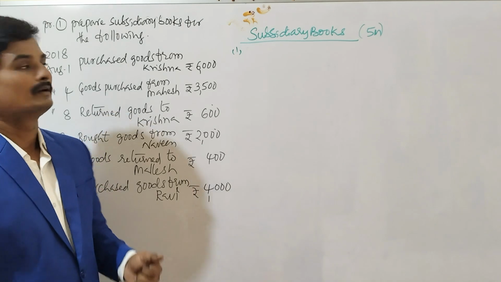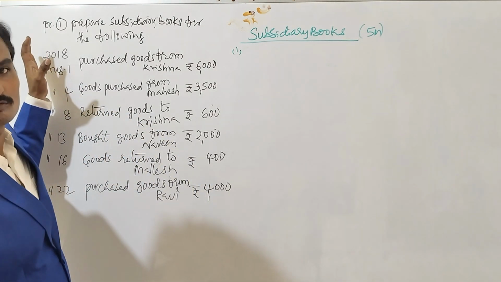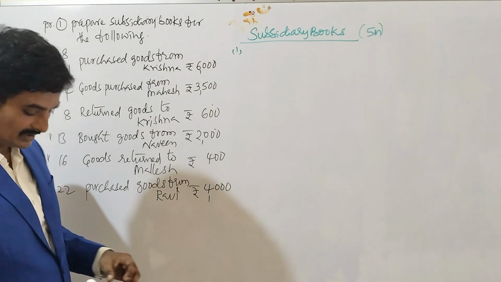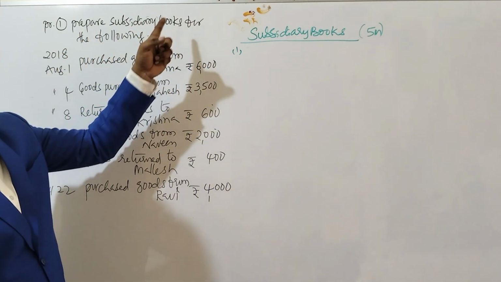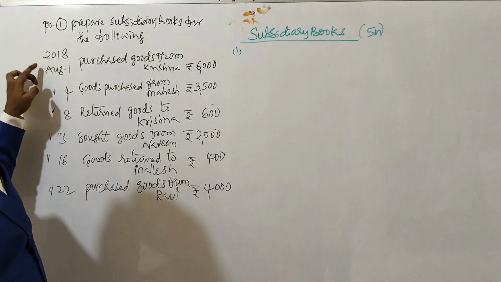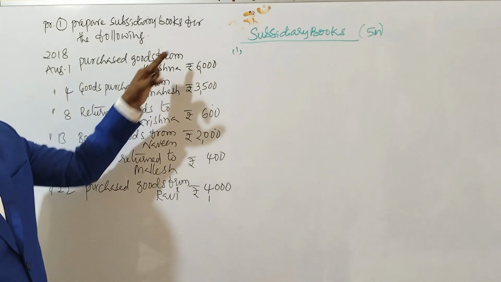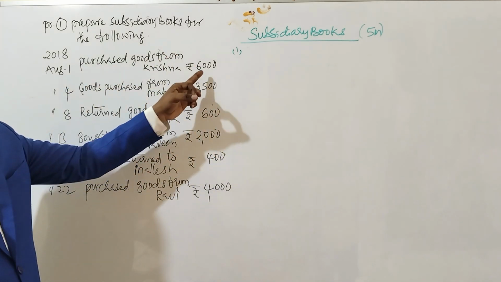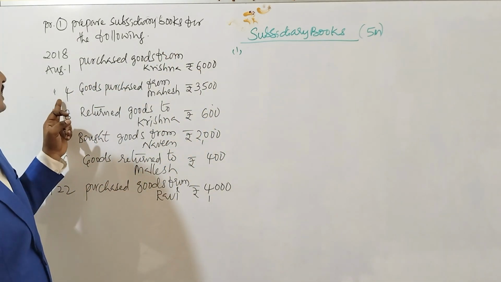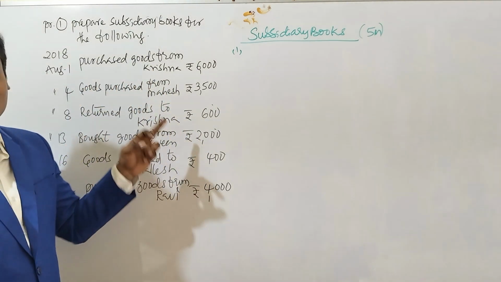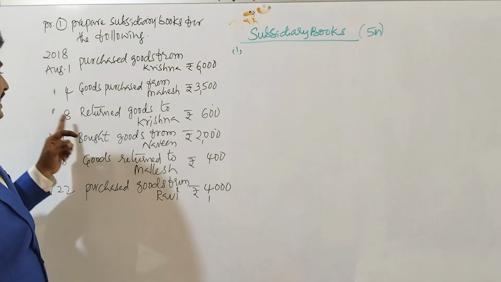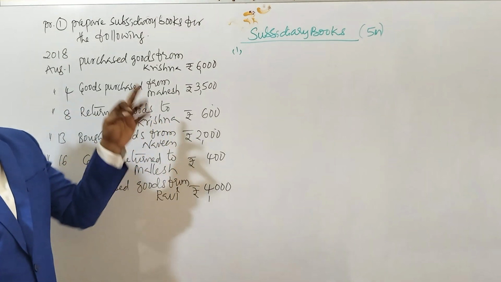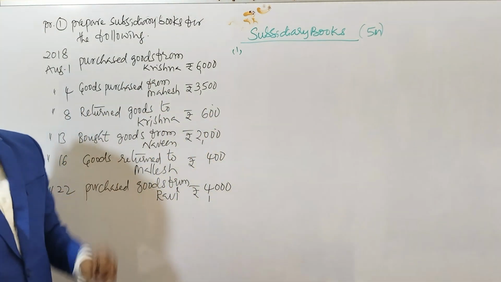Here is the example question for subsidiary books, to be prepared for 5 marks itself. Prepare subsidiary books for the following. 2018 August 1st, purchased goods from Krishna for rupees 6,000. On August 4th, goods purchased from Mahesh for rupees 3,500. On 8th August, returned goods to Krishna for rupees 600.